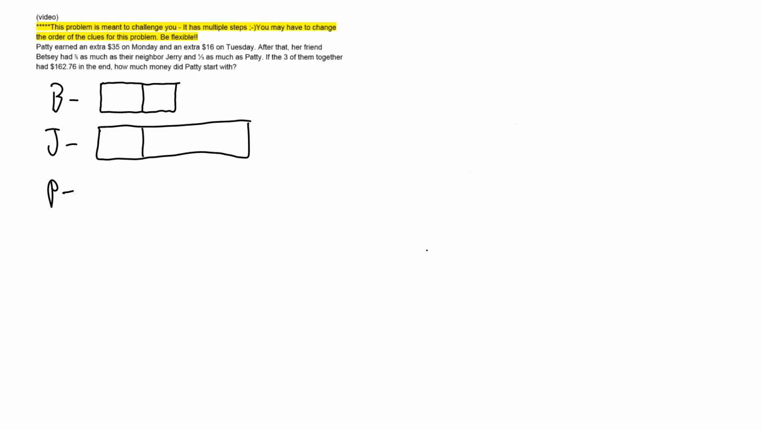There we go. So there we have 5 units: 1, 2, 3, 4, 5. Okay, 5 units. So now let's try to figure out how much Patty has.